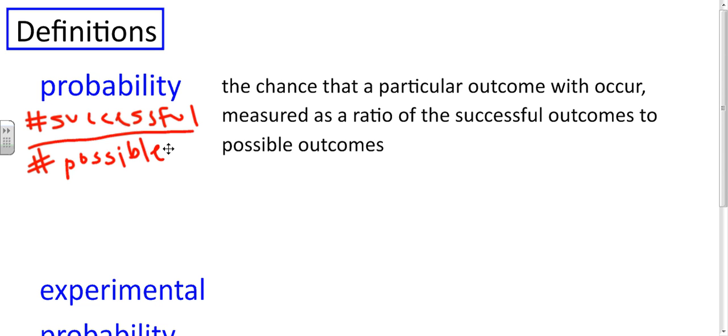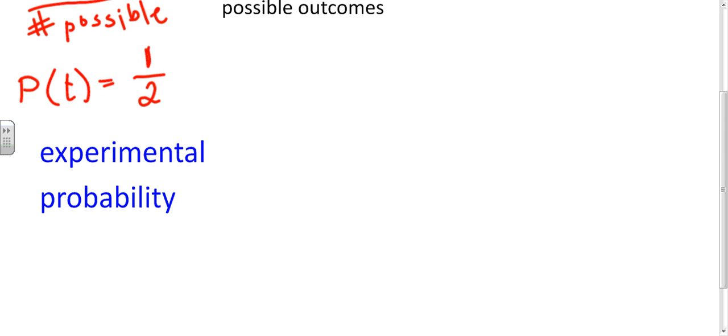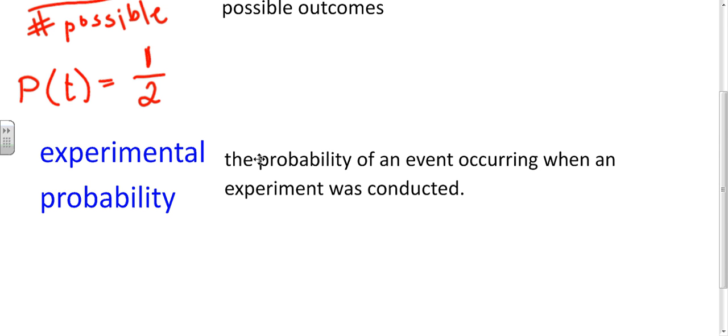An easy example to think about is if you have a coin and you want the probability that you're going to flip tails. When I flip a coin, there's only one tail, so that's just one successful outcome. But there are two total possible outcomes when you flip a coin, heads or tails. And there's a type of probability that we call experimental probability. That's the probability of an event occurring when an experiment was conducted. So that's when you actually conduct the experiment, whether it be flipping coins or rolling dice or something like that.